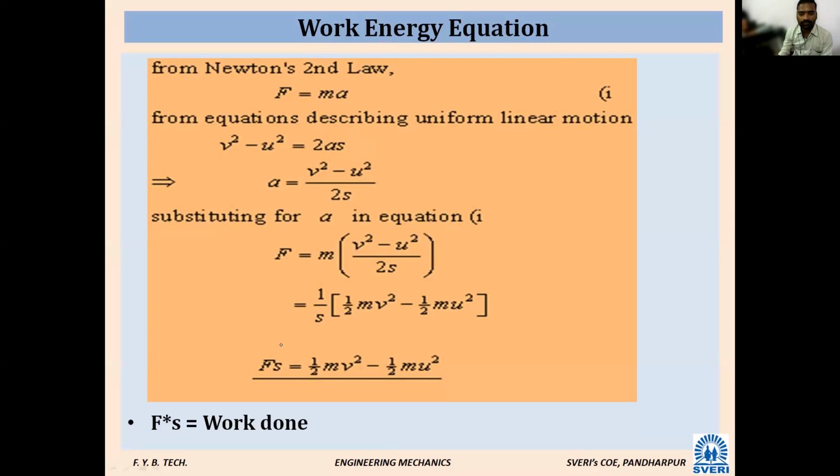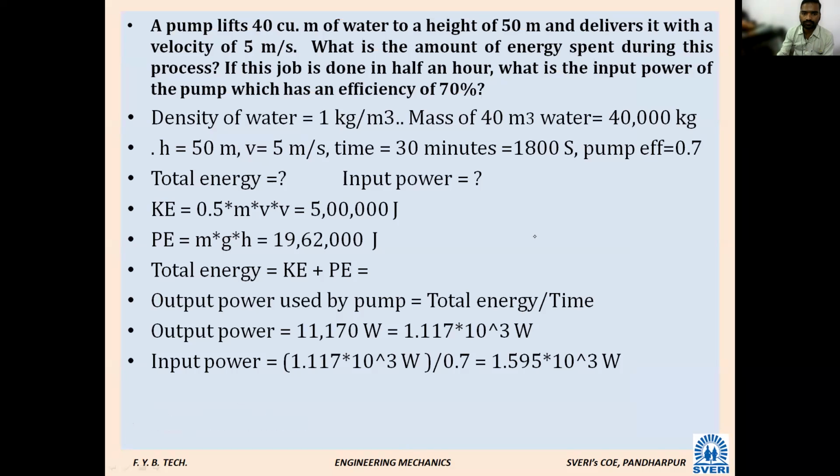F into S is equal to half m v square minus half m u square. V is final velocity, u is initial velocity. Don't worry about the derivation, but this is a way to derive this form. So F into S is equal to work done.